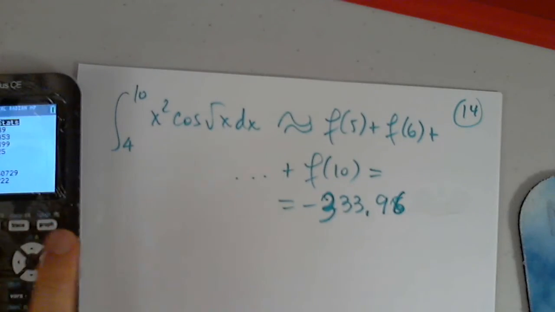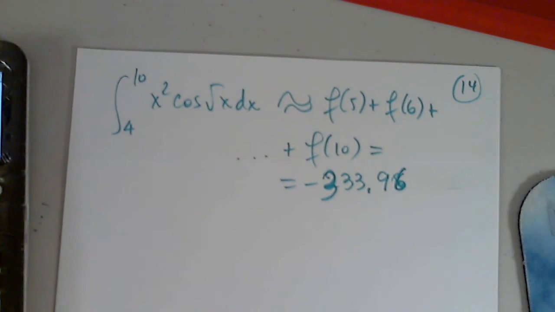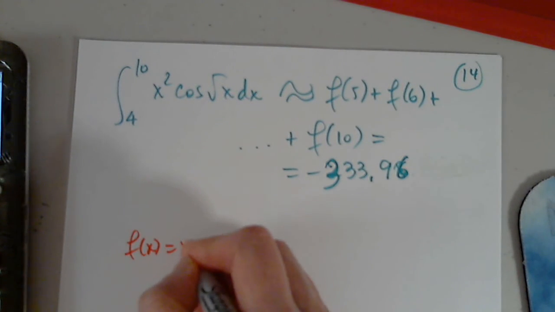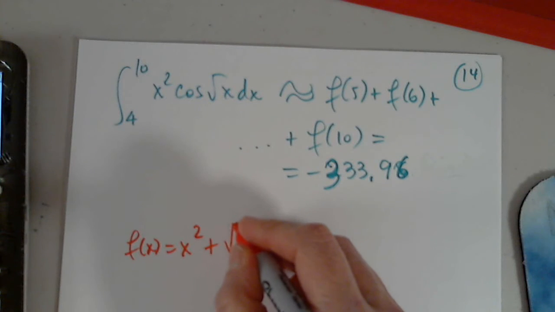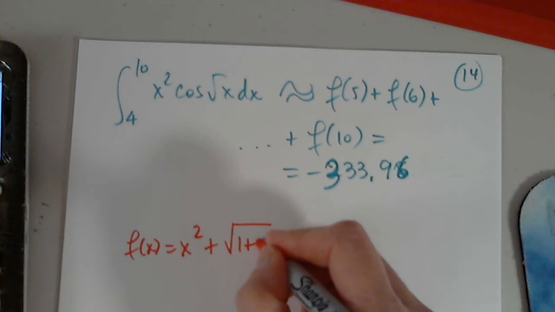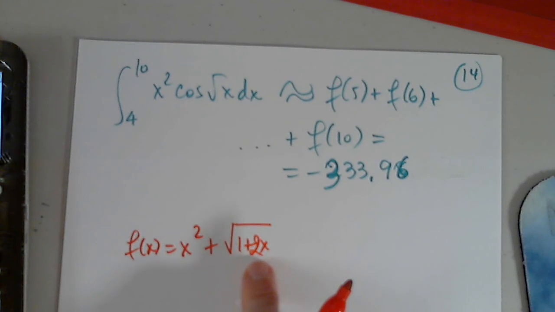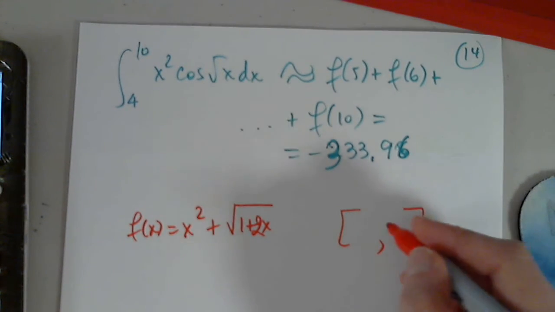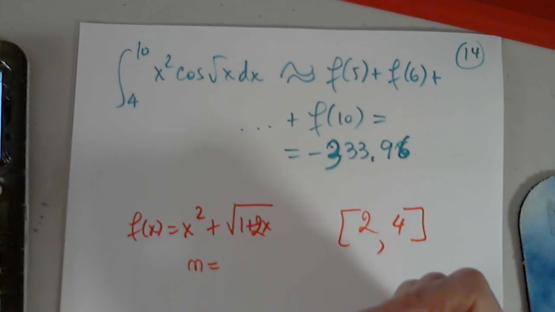Is that what you had in mind, the approximation? Yeah. That one wasn't quite like the one on the web assigned, but I wasn't really sure. Let's do the one you have on the web assigned, that's fine. Alright. I'm ready. This is f of x equals x squared plus the square root of 1 plus 2x, sorry. And the interval is 2 to 4. Okay, and how many subintervals?